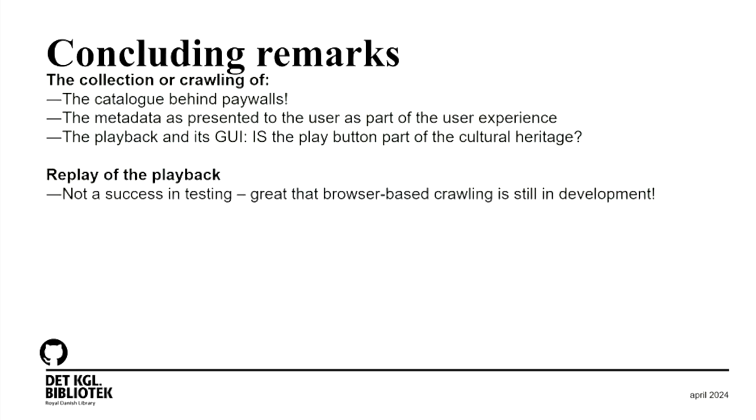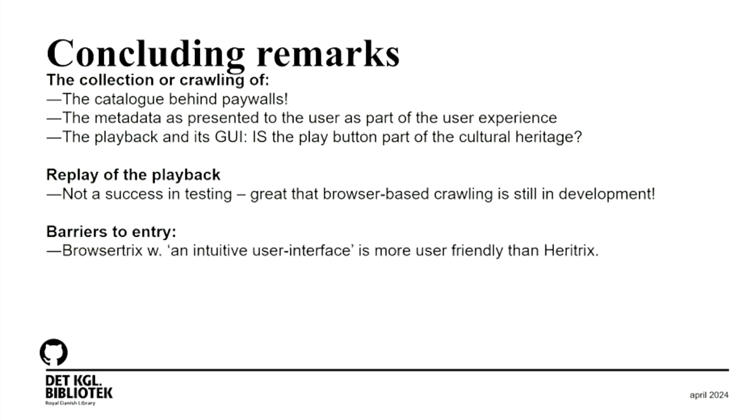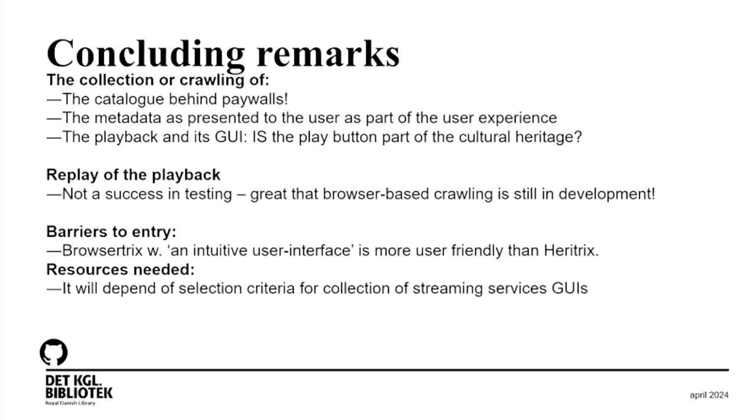I haven't had many successes in testing, but it's really great that browser-based scrolling is still in development. So I'm hopeful. Concerning barriers to entry, it's really important that Browsertrix has an intuitive user interface, and this is something I see also promoted in the QA tools that I saw presented in an earlier talk. This is really impressive, and I'm very happy that it's more user-friendly than Heritrix. In terms of resources needed, well, it really depends on your selection criteria. If you want to collect all 50 plus streaming services, it will take some time, and if you want to have 10 plus personas, it will take even more time.